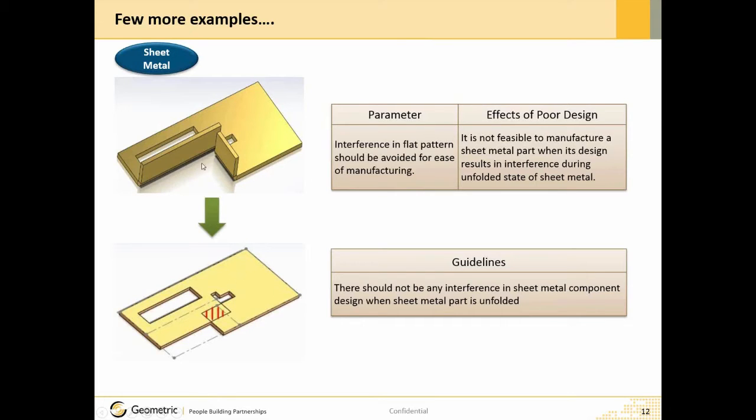Many times in such cases, if these features are required, then you probably have to get these two parts together and have a separate weld. But this is a serious issue in sheet metal manufacturing, and it cannot be done on a standard sheet metal manufacturing process or bending process.